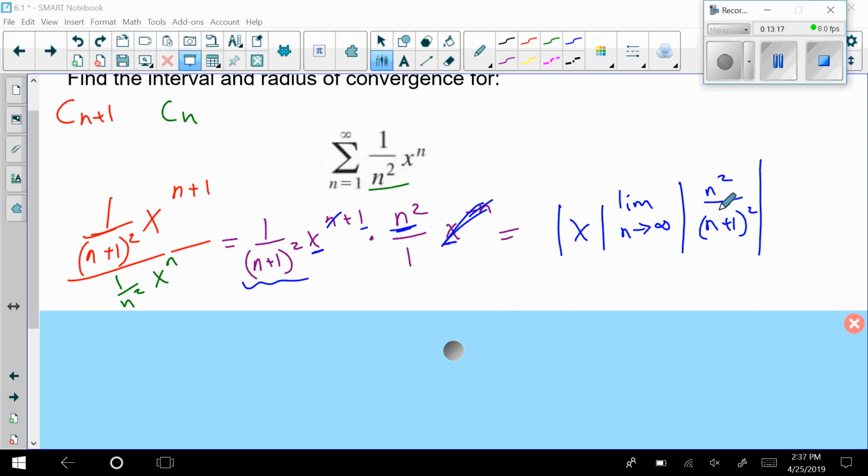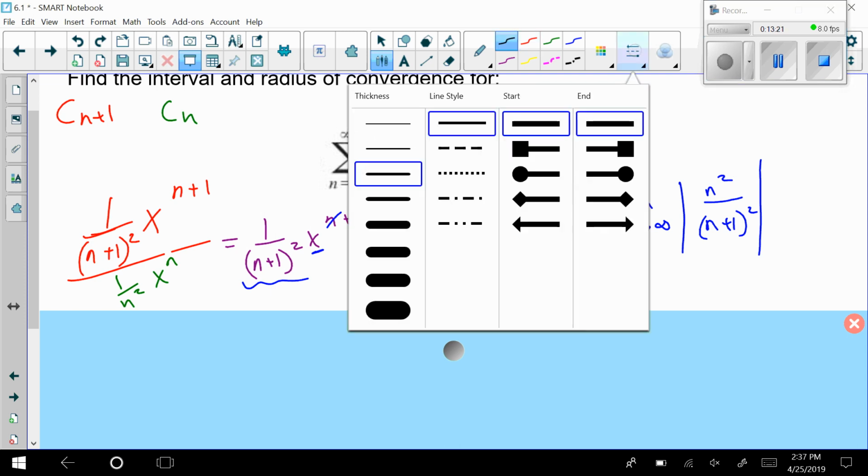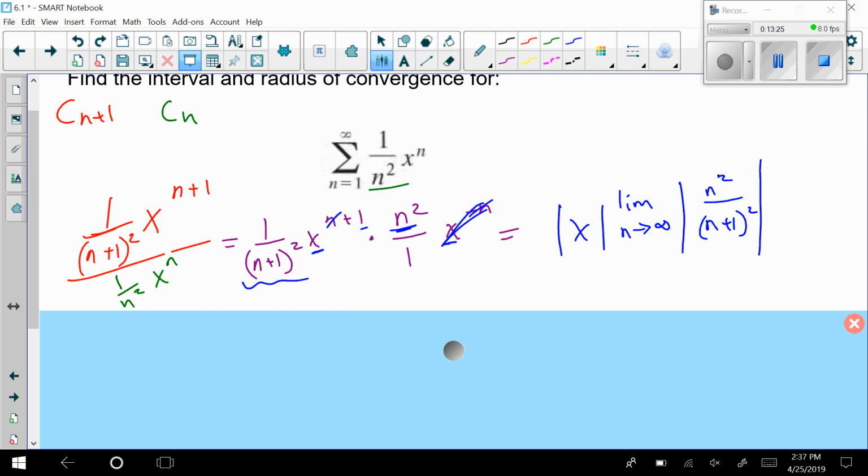And now what I'm trying to think of is that clearly they're sharing this squared idea. They don't really cancel out, but essentially they're going to cancel out there. So I have the absolute value of x times the limit as n approaches infinity of n over n plus 1.